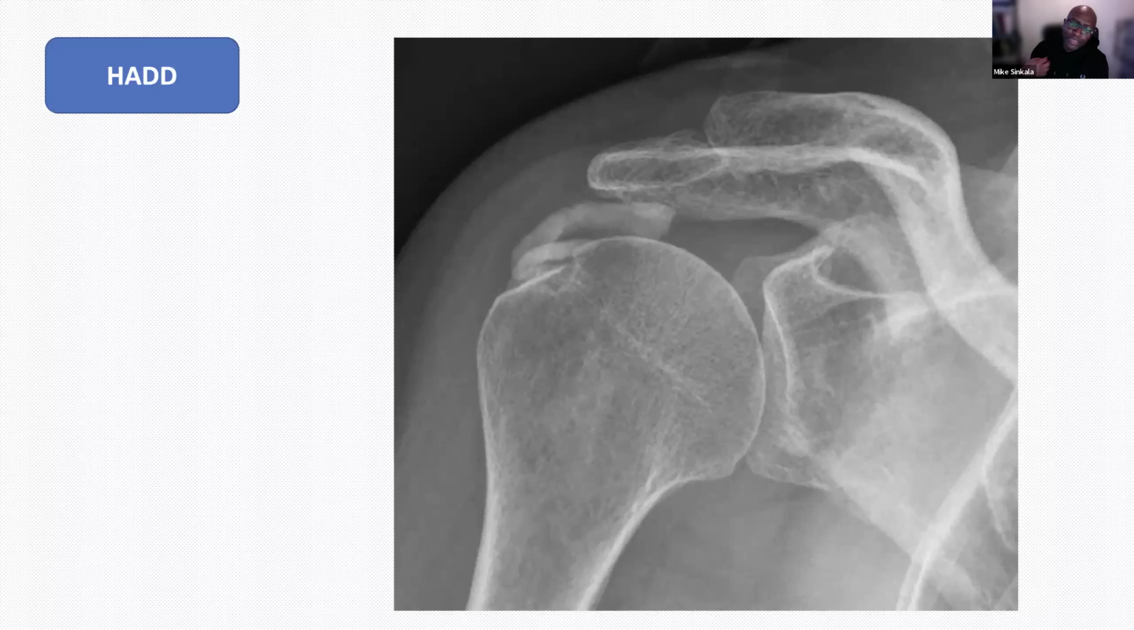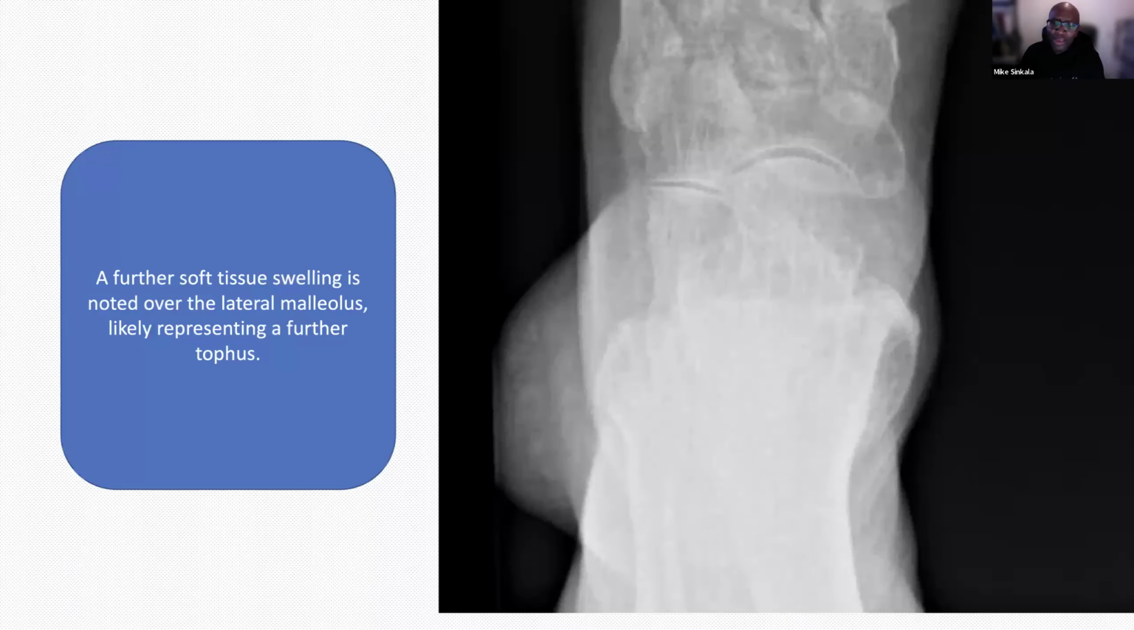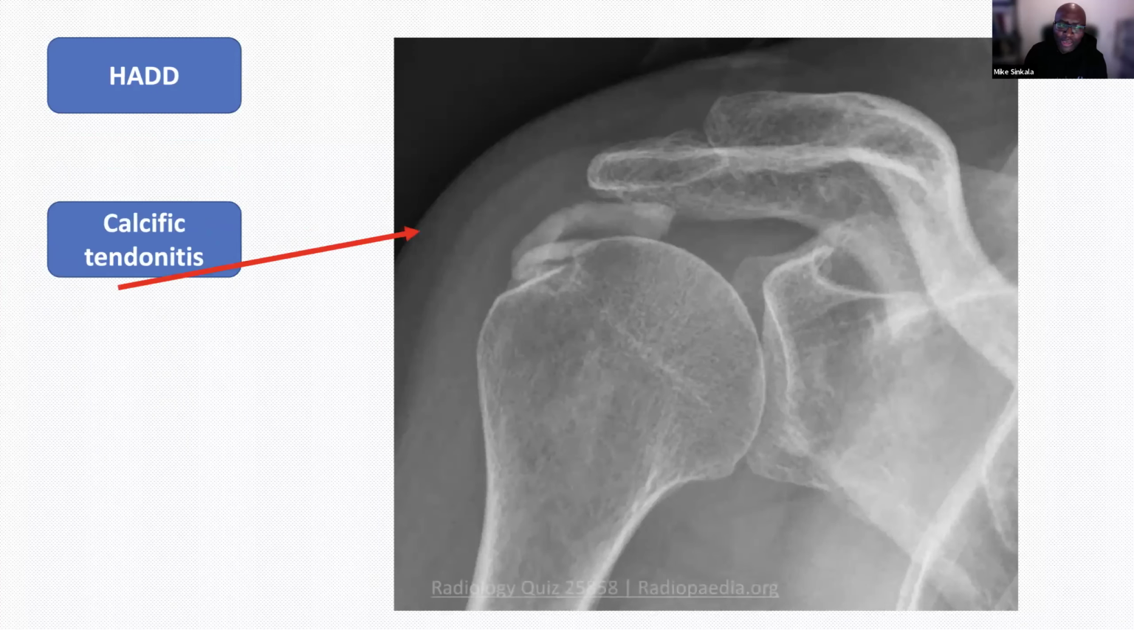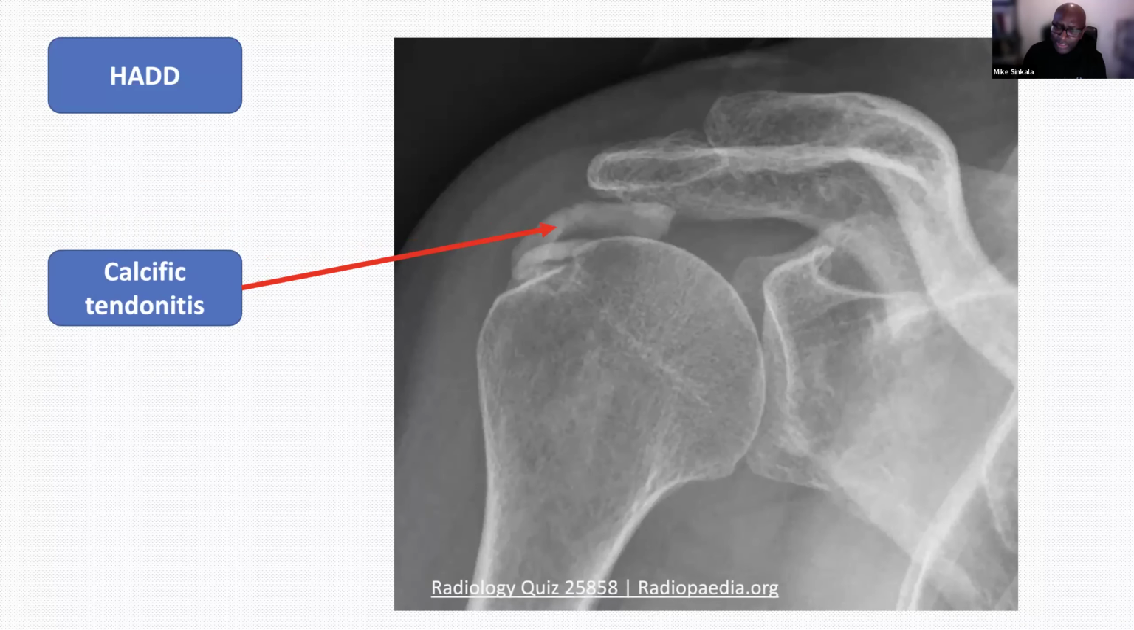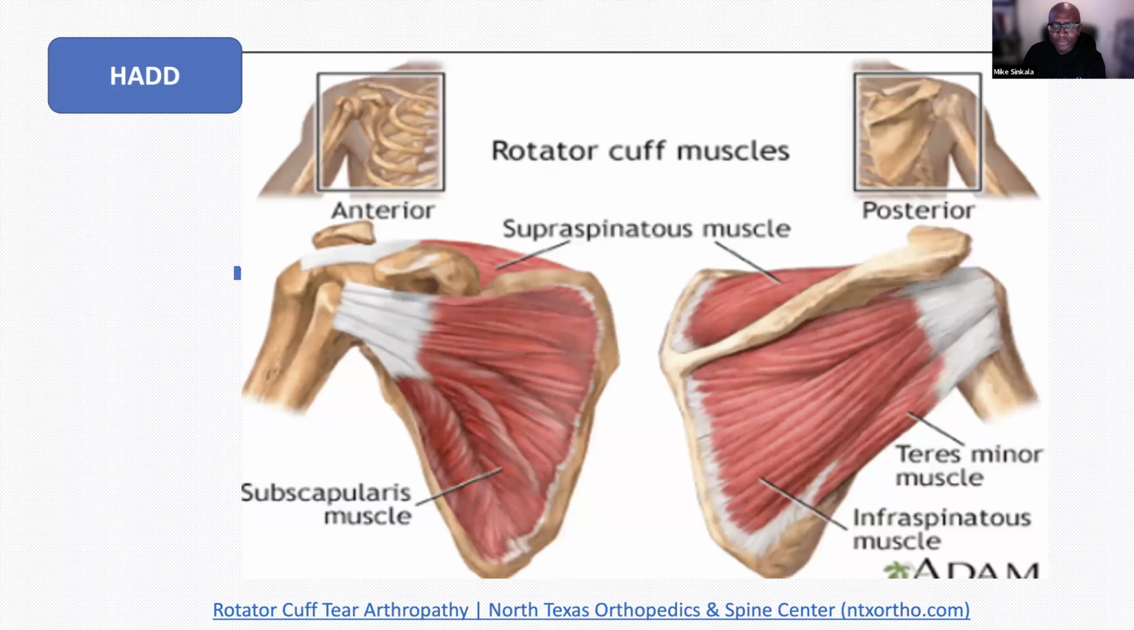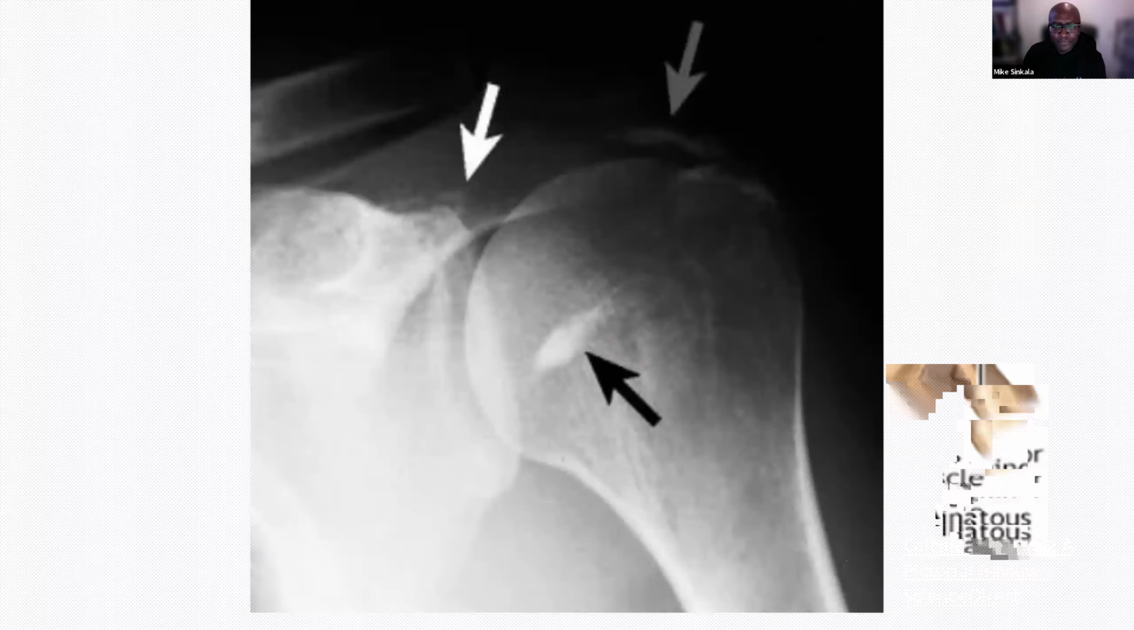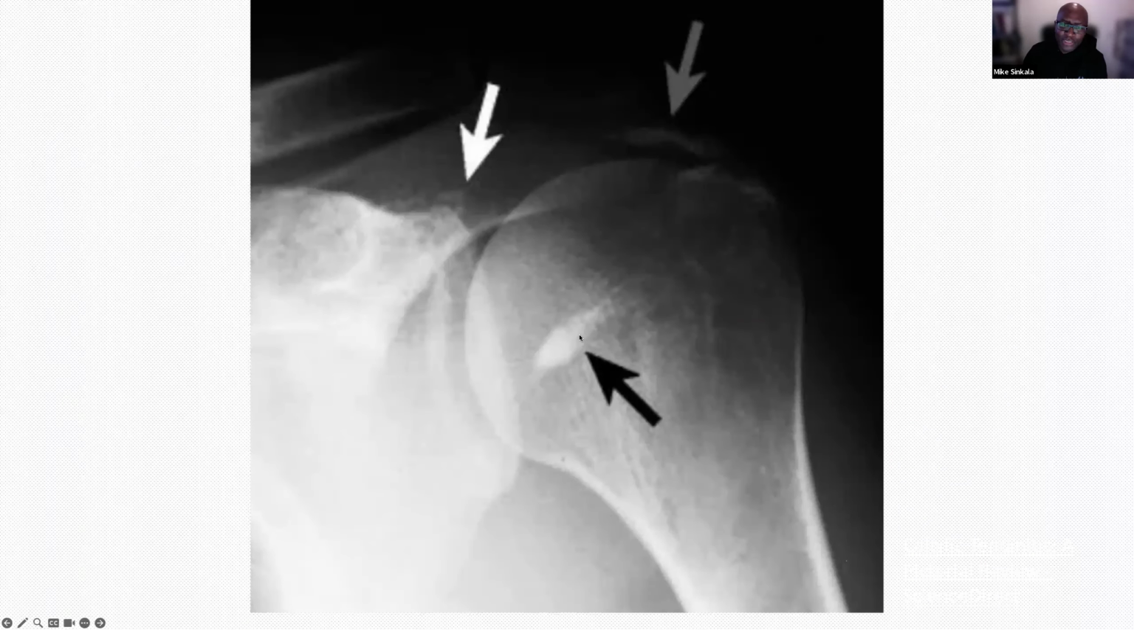So this is a HADD. It's just a calcific tendinopathy involving the calcific deposits that are found in the supraspinatus tendon attaching to the greater tuberosity. So this is HADD, or some people will just call it a calcific density within the contours of the supraspinatus tendon. Quite common to see that. Again, we can see that now there's calcific deposits involving the rotator cuff.